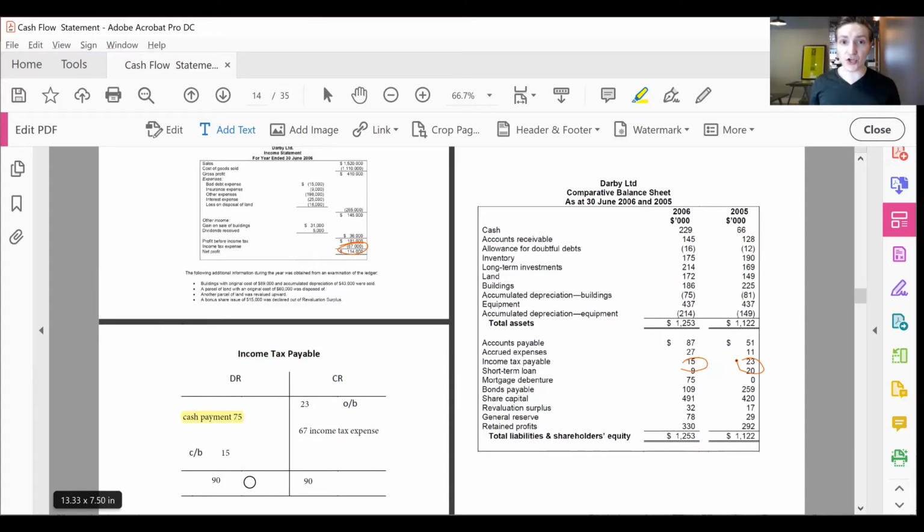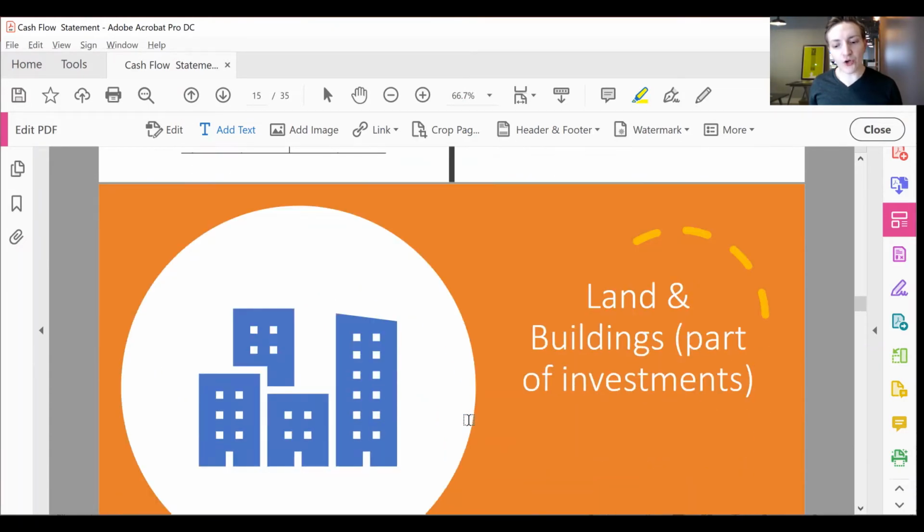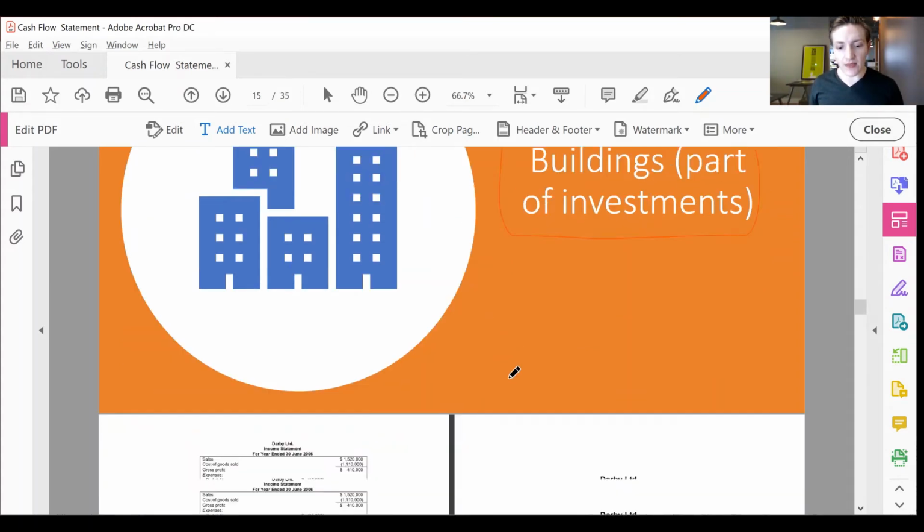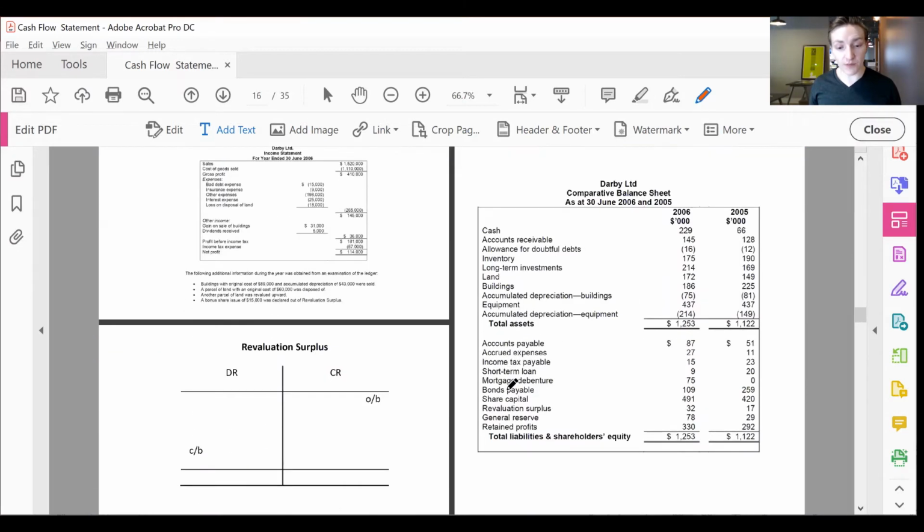We can now start to change tack and look at land and buildings. If we're looking at land and buildings, these are notably part of the investment cash flows. So they will not appear directly in our cash flow from operations. Rather, they're going to appear in the investment cash flows. So let's go through land and buildings and see what cash we either got from sales or spent on land and buildings. Now, these notably are slightly complex.